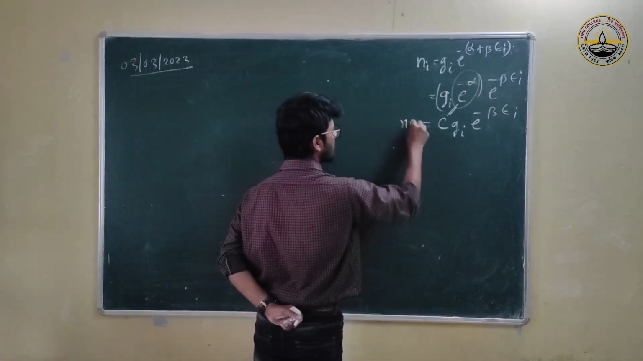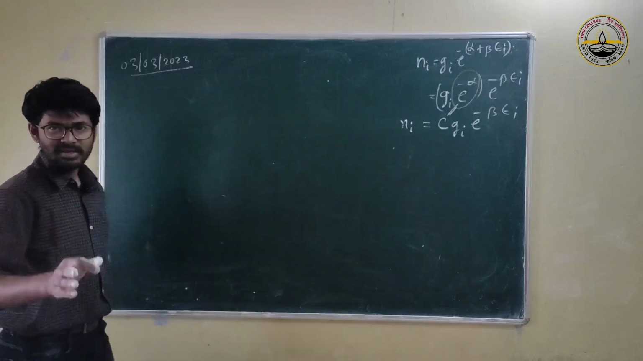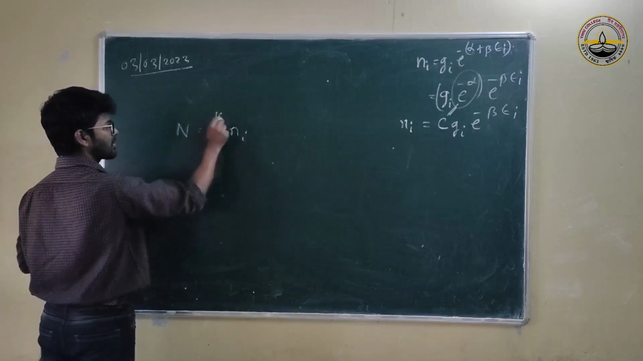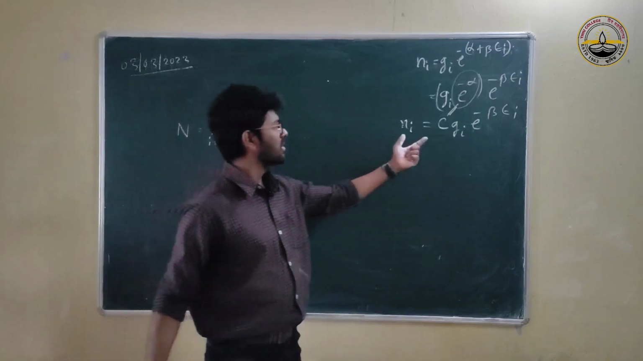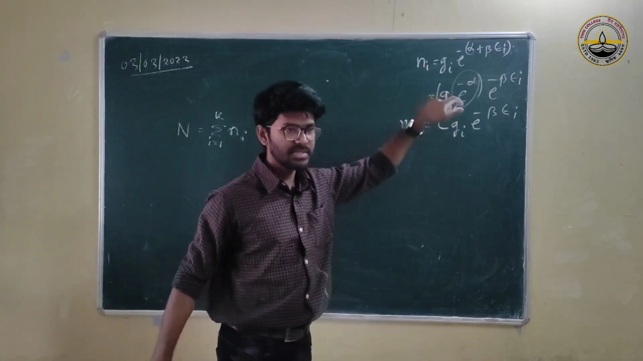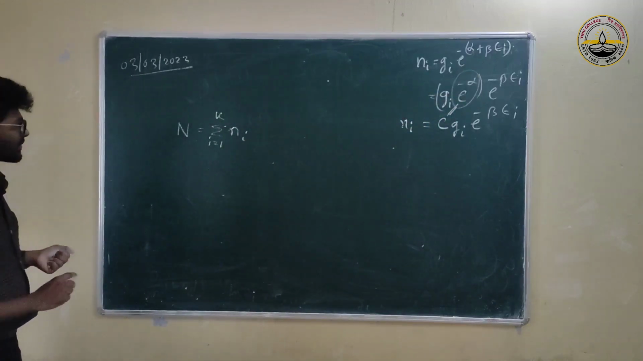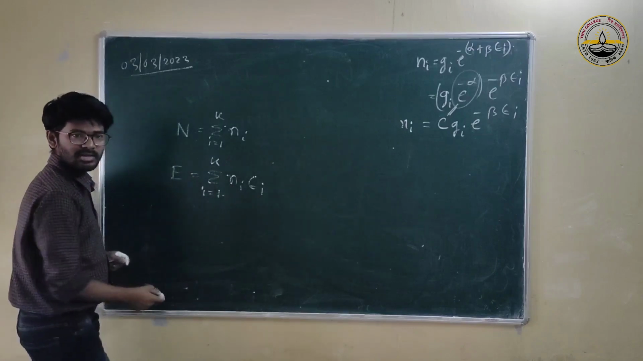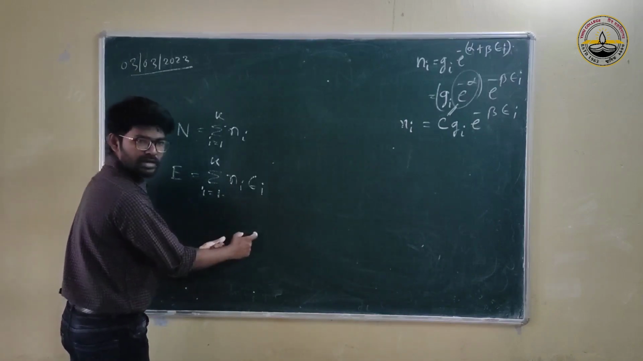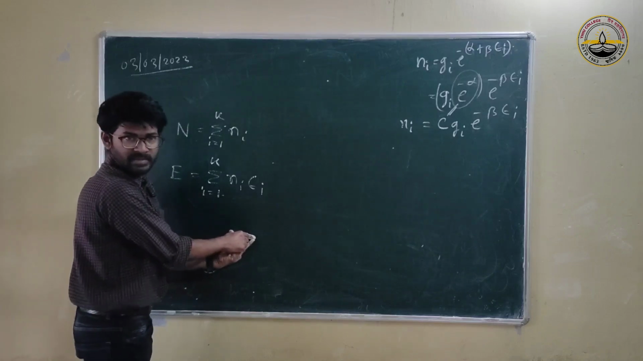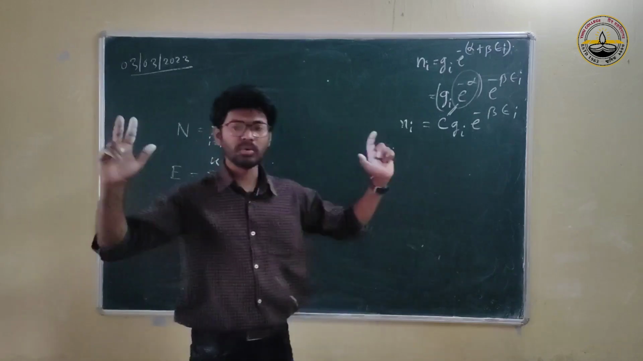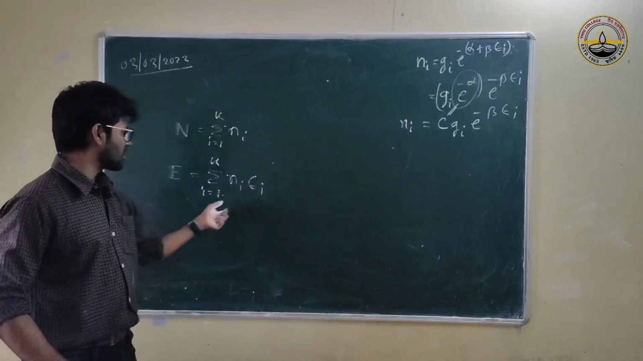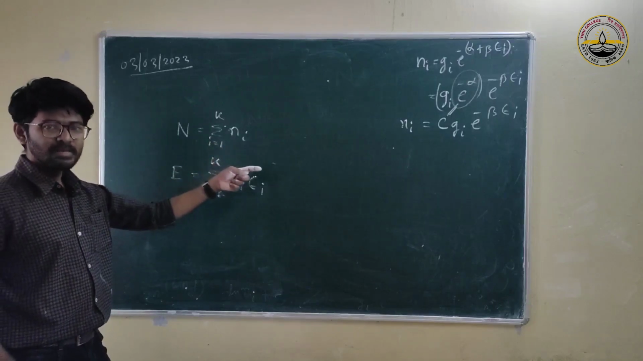We can use two conditions. First of all, if you add all the n_i's up to k, you must get the total number of particles. So N must be equal to the sum of n_i, i equal to 1 to k. We can use this to find C in terms of N and other numbers. And then we'll use another condition: your total energy will be the sum of n_i epsilon_i, right? So n_1 particles have epsilon_1 energy, so for the first level you have n_1 epsilon_1, then n_2 epsilon_2, then n_3 epsilon_3. If you sum up, you get the total energy of the whole system. This again we can use, put this here, do the sum, and we can find the other constant, beta, in terms of E.